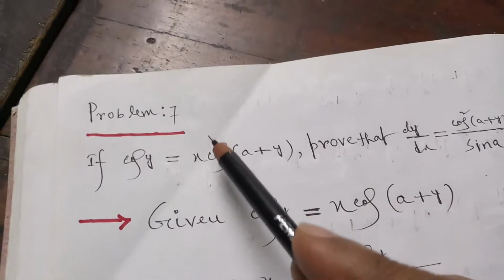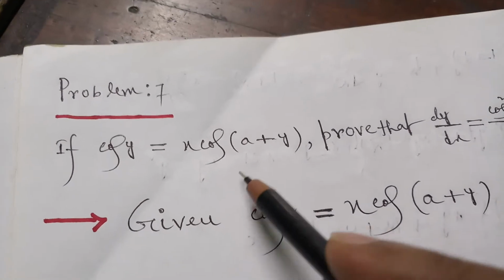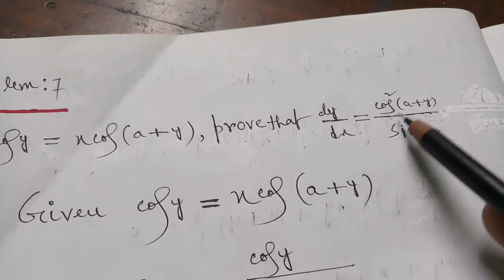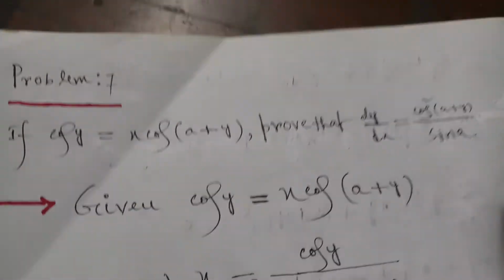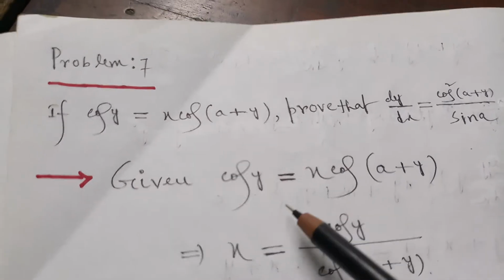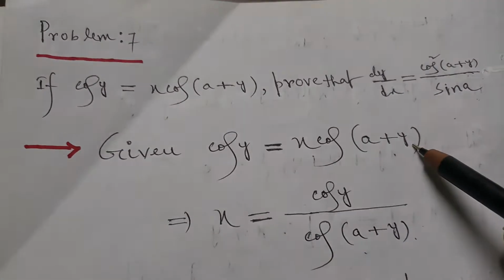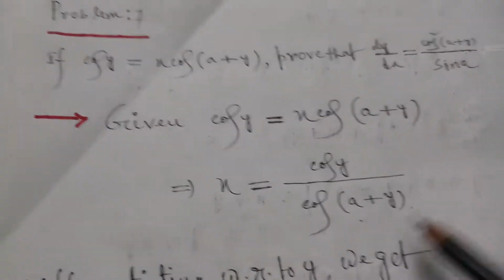So now problem number 7. If cos y equals x into cos(a + y), then prove that dy/dx equals cos²(a + y) by sin a. How to solve it? Look at that. Given cos y equals x into cos(a + y). So x should be cos y by cos(a + y).